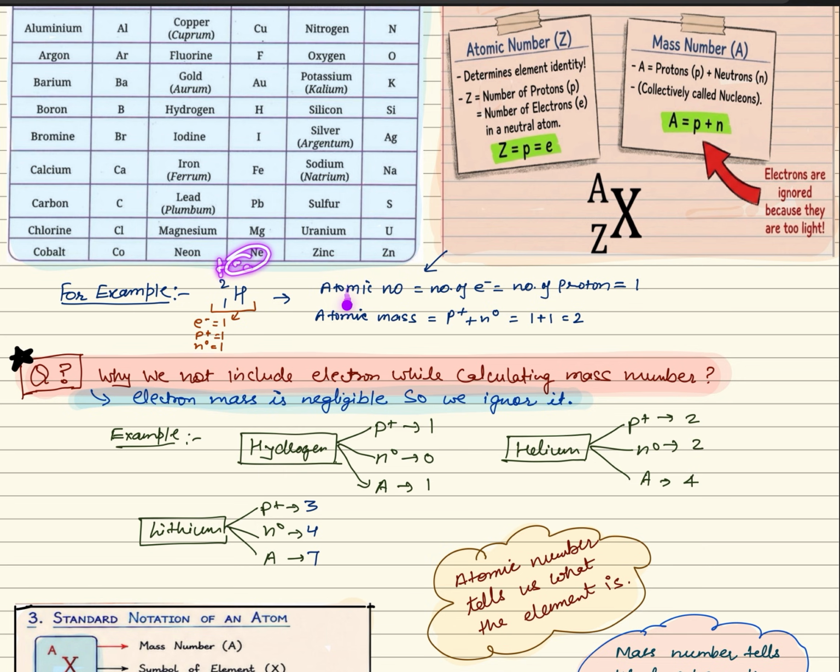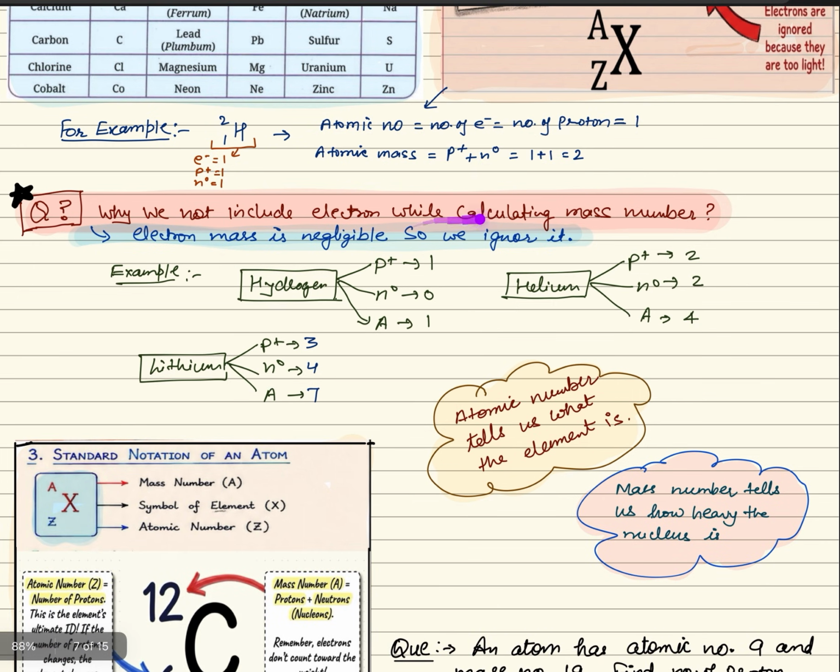So atomic number is equal to the number of electrons and number of protons, that is 1, but atomic mass is proton and neutron, both are 1, so it makes 2. I told you why we are not including electron while calculating mass: because electron mass is negligible, that's why we ignore it. So these are the examples of 3 elements that give you how to find the proton, neutron and atomic mass.